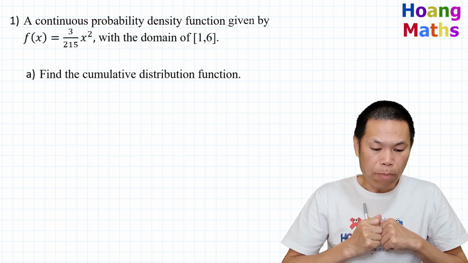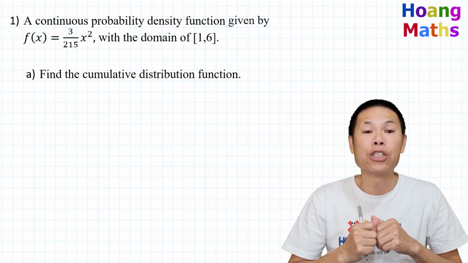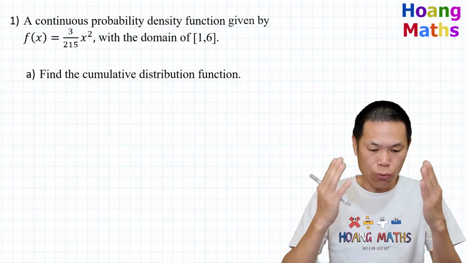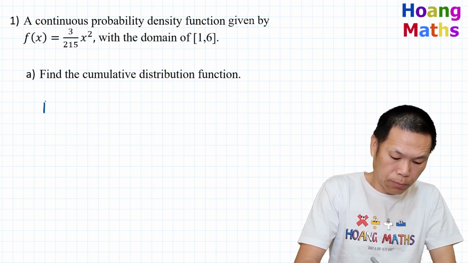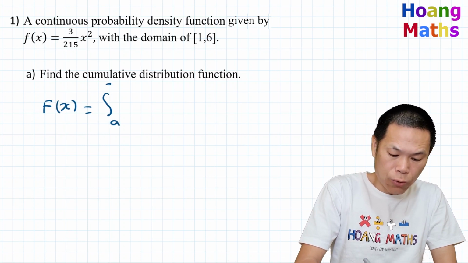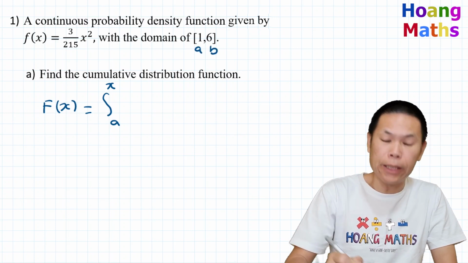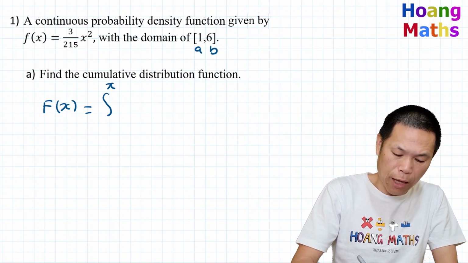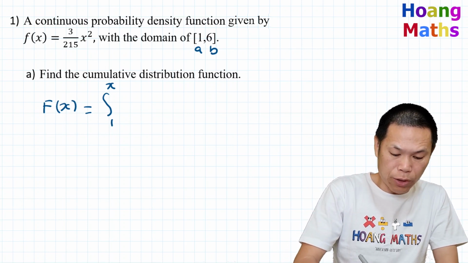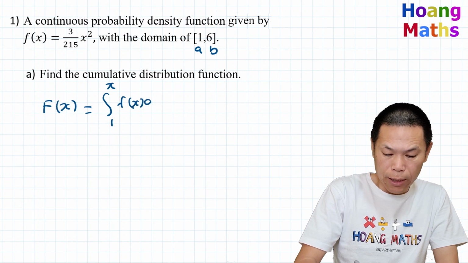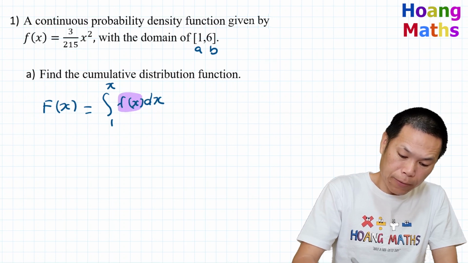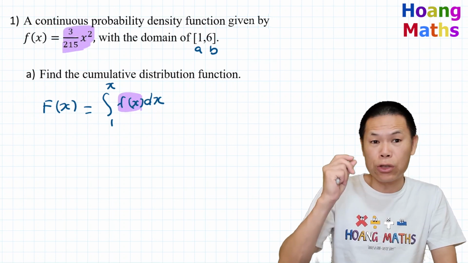First one. Part A, we need to find the cumulative distribution function for the probability density function first. So capital F of x is equal to the integral from A to x. A is 1, B is 6. Remember, A is 1, so we start from 1 all the way to x, and then the probability density function, f of x dx. But then f of x is this.